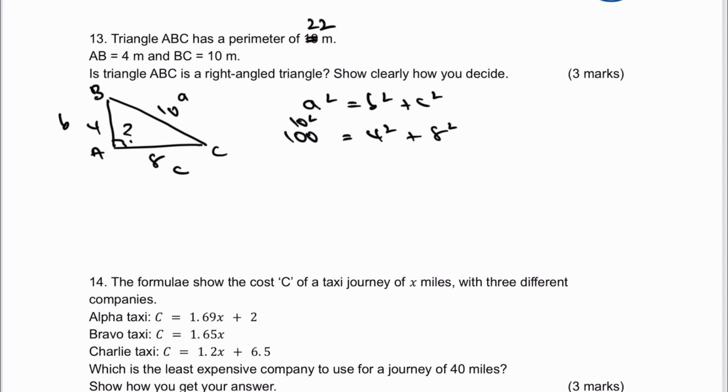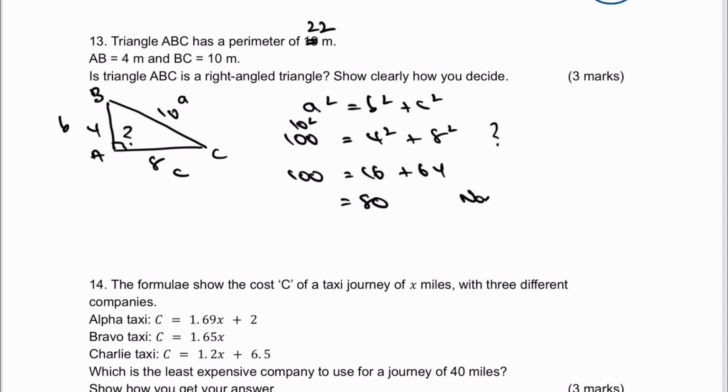So the question is, is this true? Well, we've got 100 equals 16 plus 64, and 64 plus 16 is going to be 80. So therefore, not correct, or not a right angle. And again, if you wanted to put a line saying it would be equal, that'd be perfectly fine. The examiner will know very much that you're using Pythagoras. You could quote Pythagoras if you wanted to.